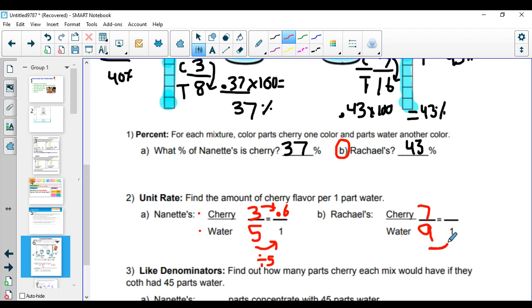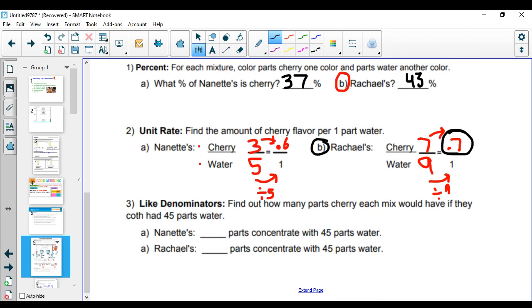Over here, we're just going to do 9 divided by 9 equals 1. And then 7 divided by 9. I do need to use my calculator for that one. And that's 0.7 repeating. So if we do 0.7, that's going to be close enough. All right, so this is actually a very easy strategy. I would highly recommend this one. And then you can see really clearly that 7/10 is going to be larger than 6/10. So again, we still get that same answer. Rachel's is stronger because she has more cherry when they both have 1 cup of water.